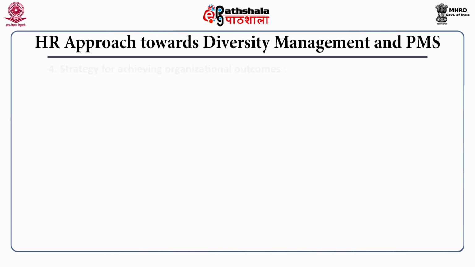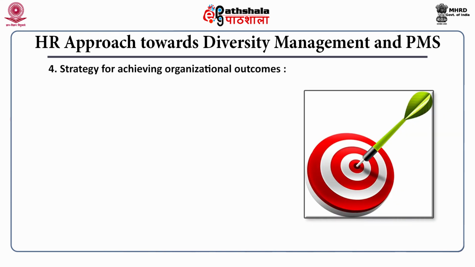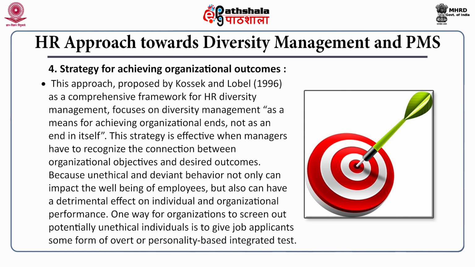Next is strategy for achieving organizational outcomes. This approach, proposed by Kossek and Lobel in 1996 as a comprehensive framework for HR diversity management, focuses on diversity management as a means for achieving organizational ends, not as an end in itself. This strategy is effective when the managers recognize the connection between the organizational objectives and desired outcomes.